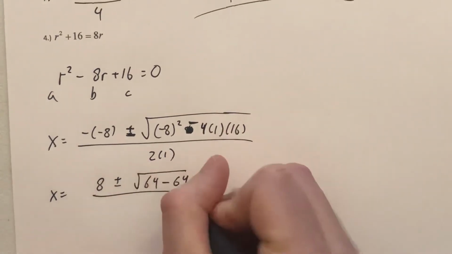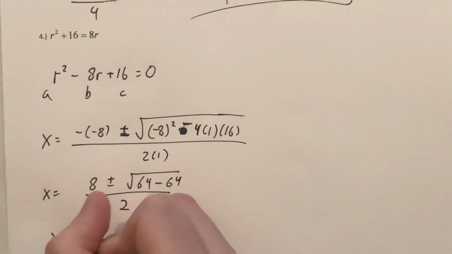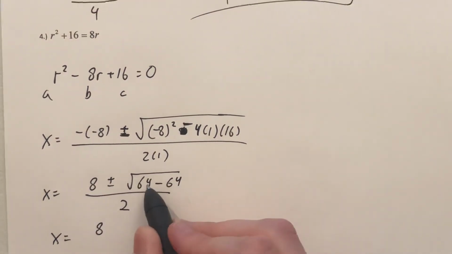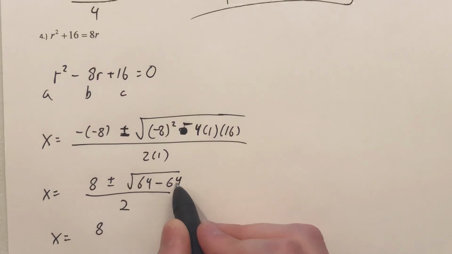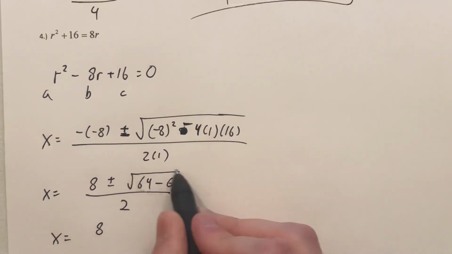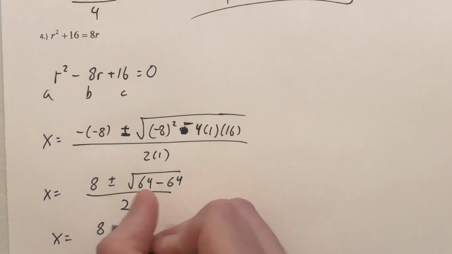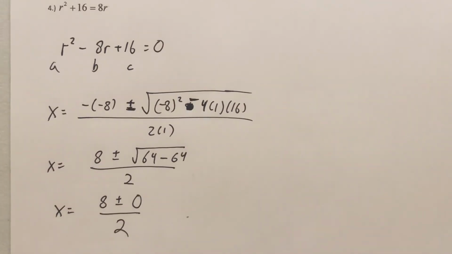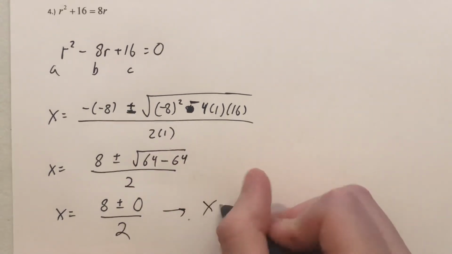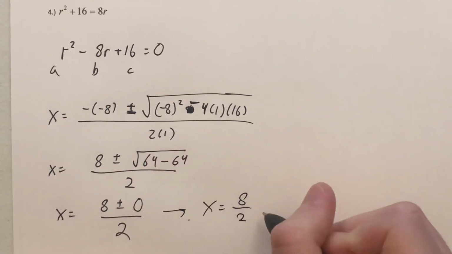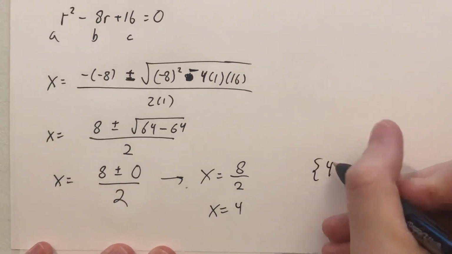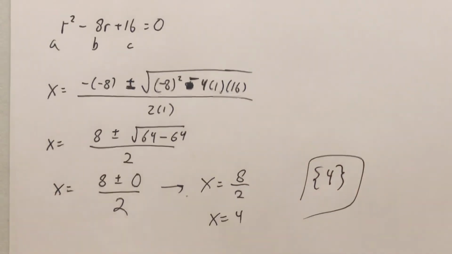Minus 64 over 2. And right here, what we see is we've got plus or minus the square root of 64 minus 64. Well, that's going to be 0. The square root of 0 is 0. And I'll write it, but if I write plus or minus 0, that doesn't give us two different values, right? 8 plus 0 or 8 minus 0, that's both just 8 over 2. So that gives us a single solution of just 4.